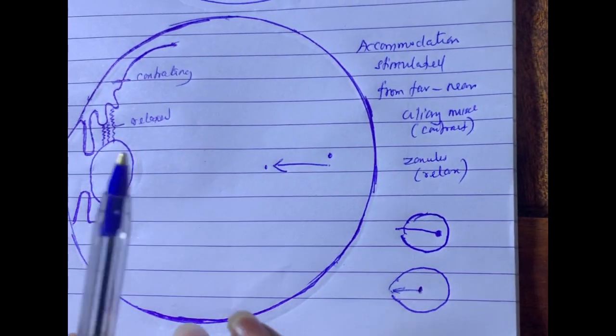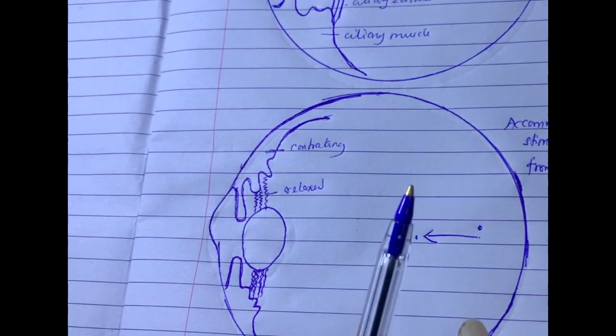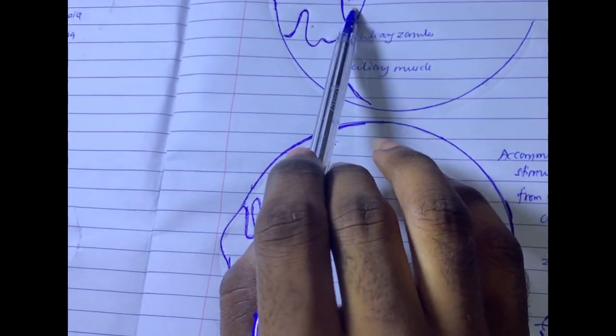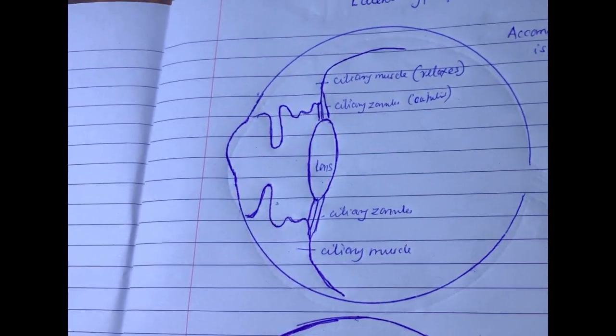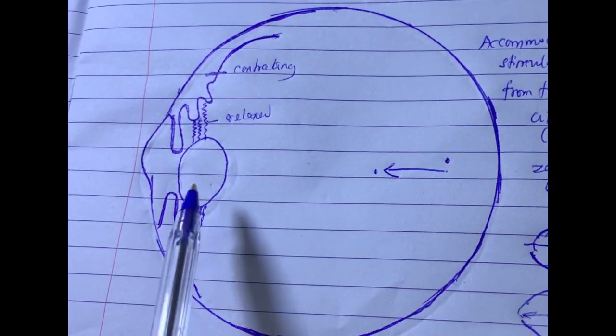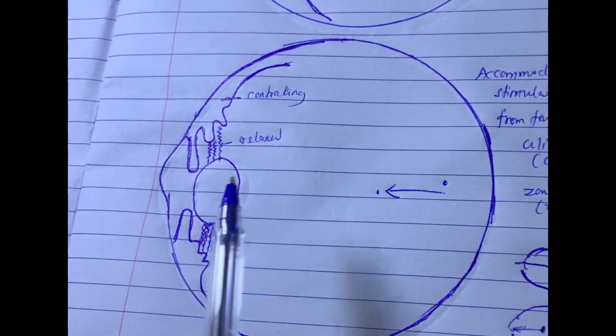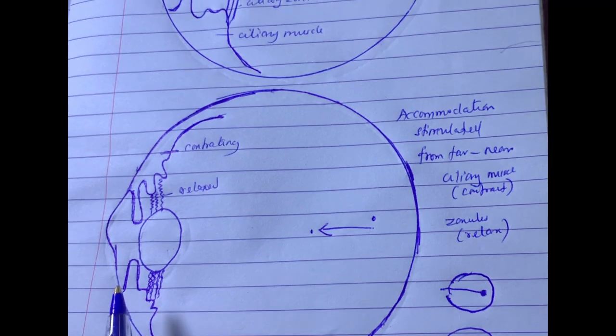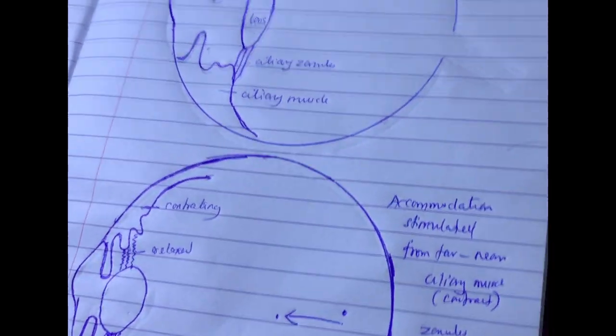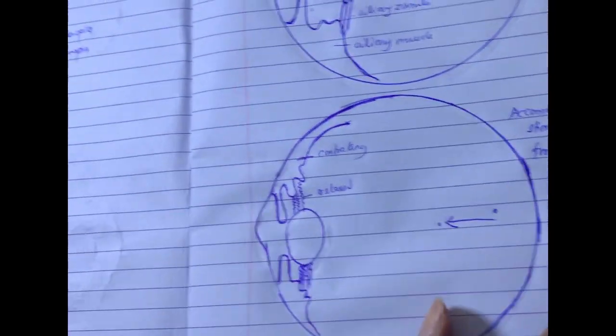So you need to know this about accommodation: with a normal eye being relaxed, not accommodating, I have my lens being flatter. But with accommodation, my lens becomes thicker, and it increases the power of the eye and brings the light rays more forward. That is accommodation. Now let's look at hyperopia. Now what is hyperopia?